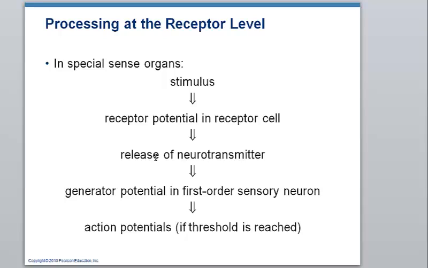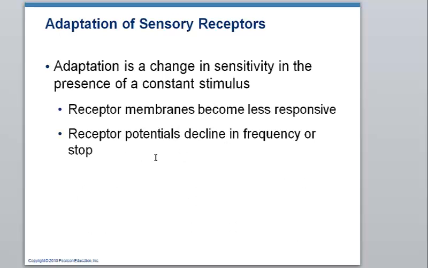But when it comes to special senses or sensory organs like your eyes, your nose, and all that, from the receptor potential, neurotransmitter is released and it generates your generator potential in the first order neuron. Finally, it forms your action potential when the threshold is reached.